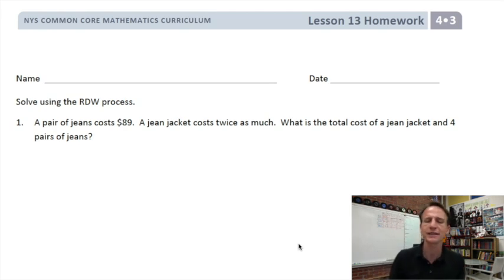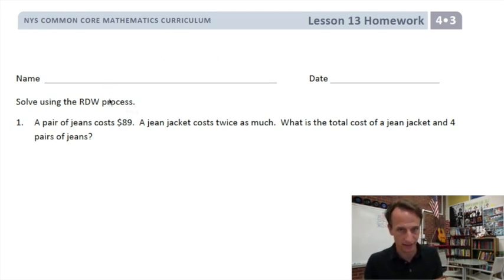Homework time. Yes, happy homework time is here again. And lesson 13 homework. Let's start by jotting our name down at the top so we don't forget to do so later on. I'll put my name, you put yours.